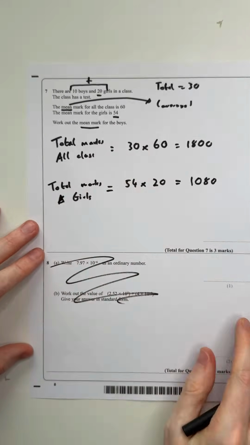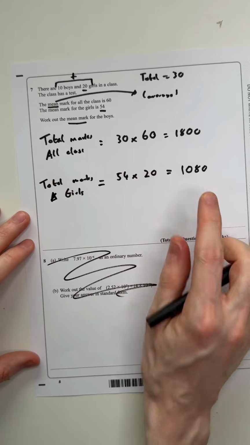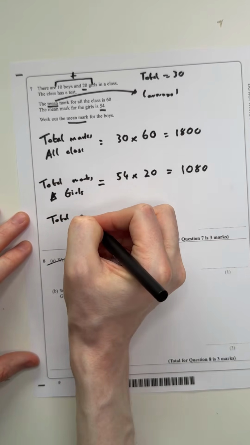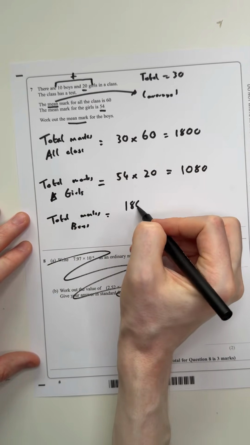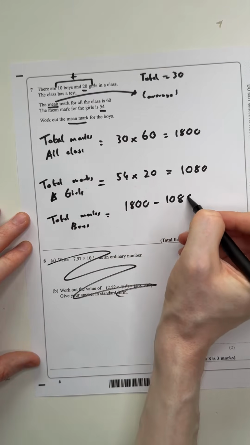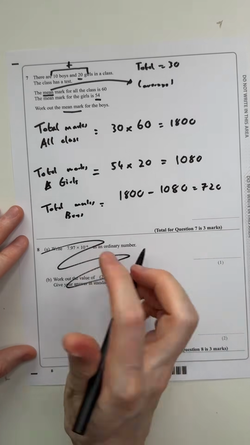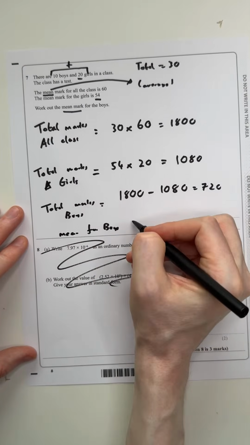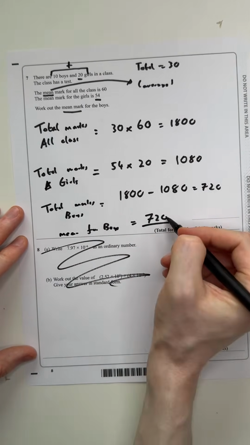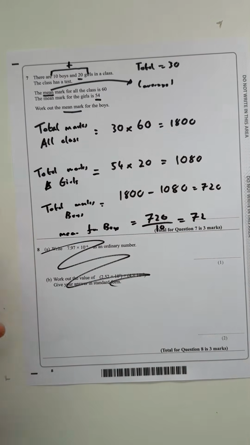We want to work out the mean mark for the boys. So we now have the total marks for all the class and the total marks for all the girls. So to work out the total marks for the boys, we're going to do the total marks of the whole class, 1,800, subtract the total marks all the girls contribute, 1,080. And that comes to 720. That's the total marks for all the boys. We want the mean mark. So the mean for the boys will be the number of marks all the boys scored, 720, divided by how many there are. There are 10 boys in the class. 720 divided by 10 is 72. So again, just make sure you're reading the question nice and carefully.